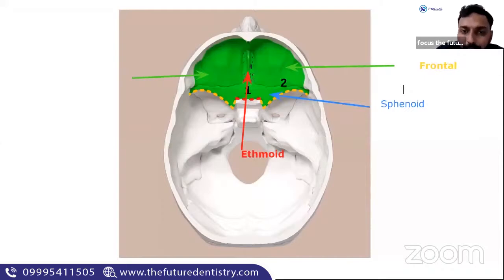Now, our point of study today is the foramens. So which is the only foramen in your anterior cranial fossa? Does anyone have any idea which is the only foramen in the anterior cranial fossa? There is only one foramen in the anterior cranial fossa.